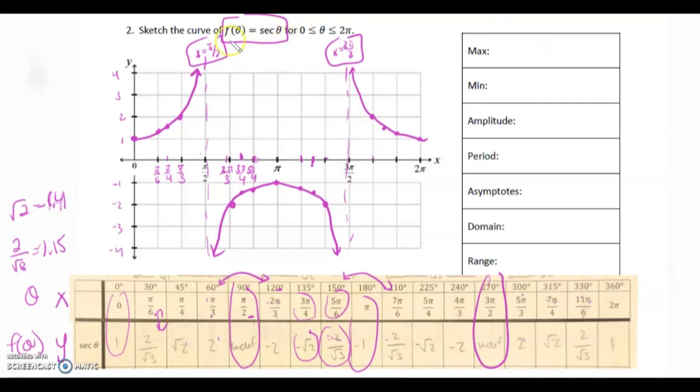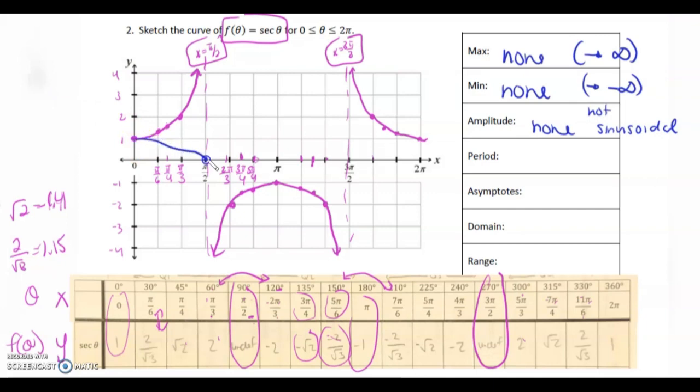So just like cosecant, secant doesn't have a max or a min because it approaches infinity going up and approaches -infinity going down. Okay, there's no amplitude. It's not sinusoidal. If we were to line this up with the cos curve, it would look like this. So the period is 2 pi, just like the cos curve. We're essentially dealing with the cos curve, just the reciprocal.